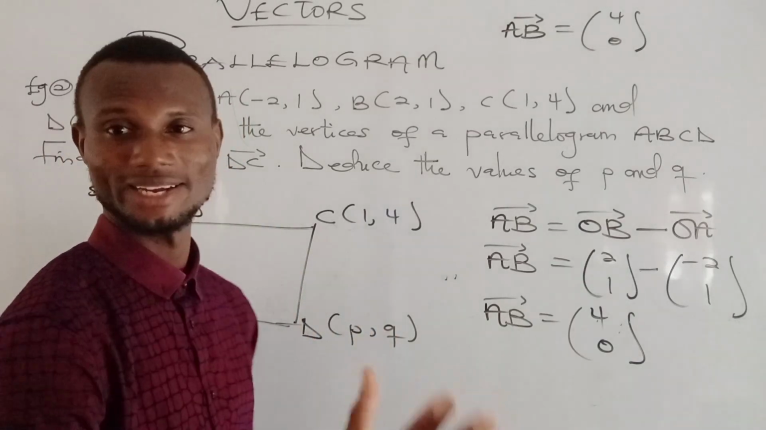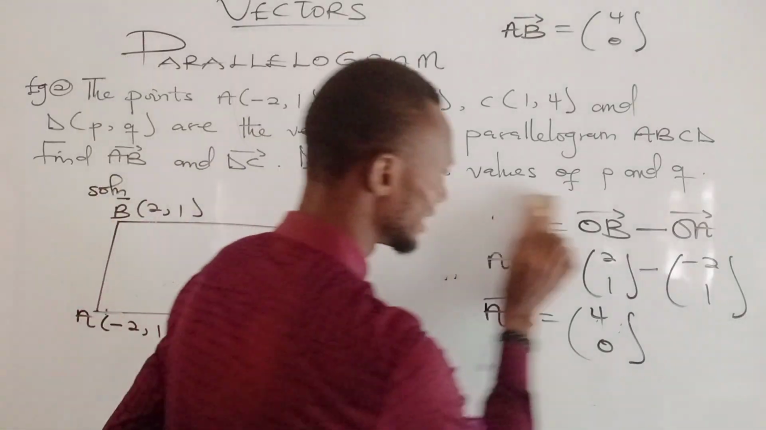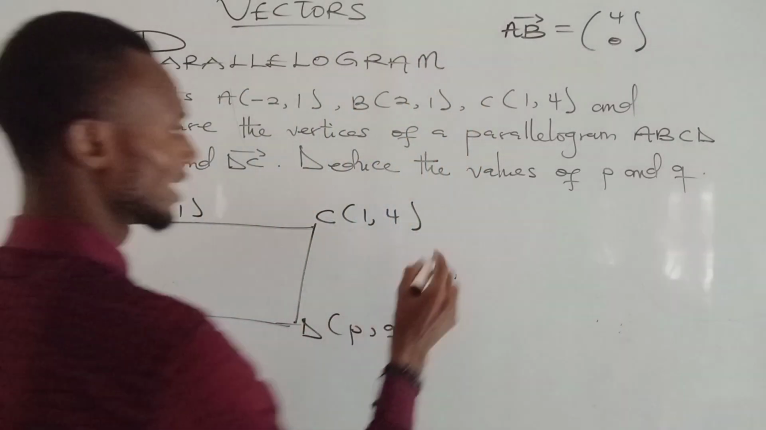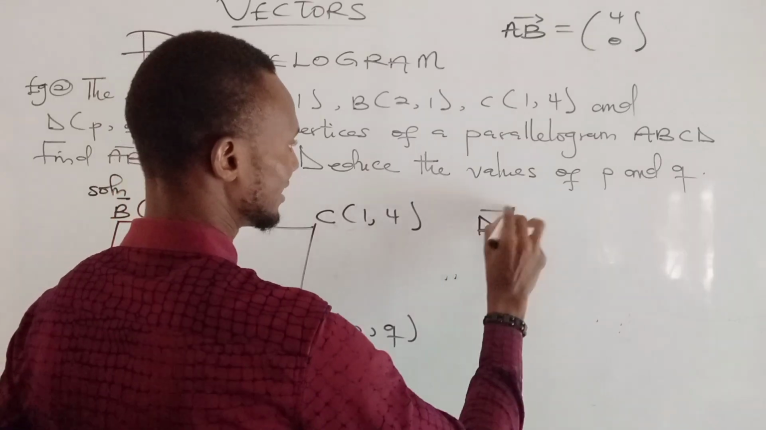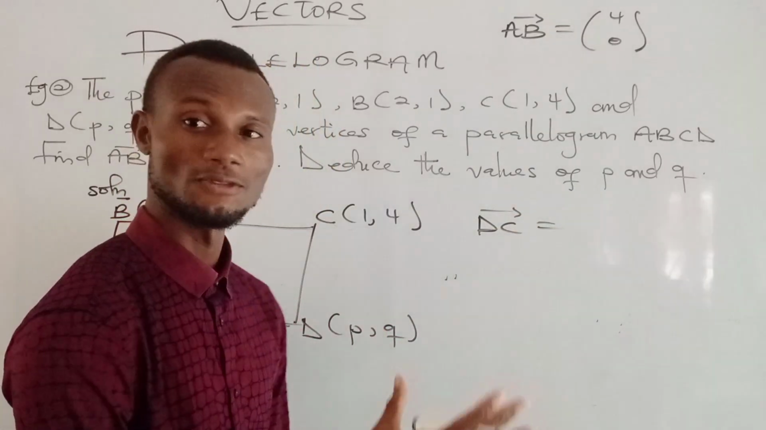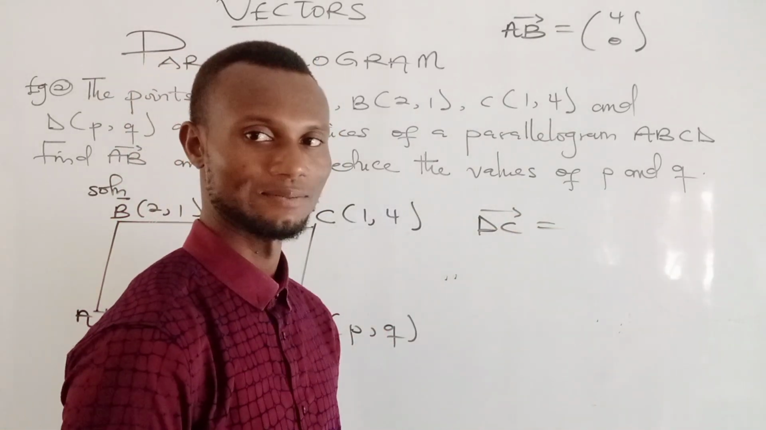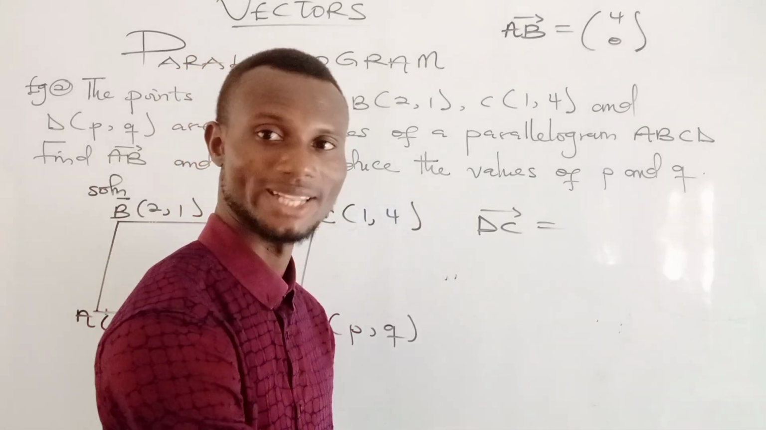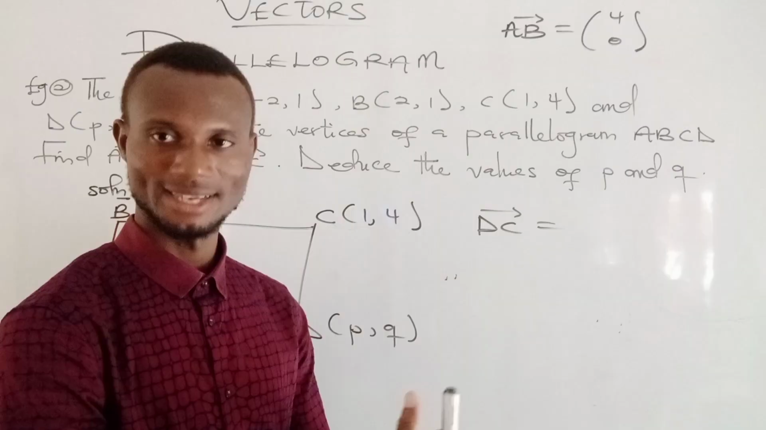So that I can clean this portion for us to solve for the vector DC. I hope you understand up to this point. So let me clean this for us to calculate the vector DC. Again, the vector DC will be equal to, don't forget, the position vector of the last letter minus the position vector of the first letter.